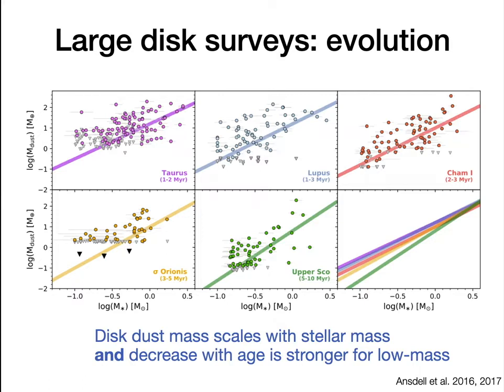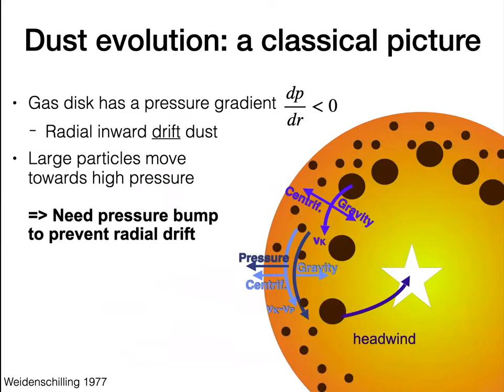We need to go back to the classical picture of dust evolution. And this was a picture that was already known in the 70s. So if we think of a protoplanetary disk, a smooth protoplanetary disk made of gas and dust, it has a surface density and a temperature that drops radially outwards. And because of that, there is a pressure gradient in the disk. As a result of this pressure gradient, gas particles and also small dust grains will not move Keplerian around the star. They will move a little bit slower on sub-Keplerian orbits. And this is a difference of around 0.1%. It's a very minor difference.